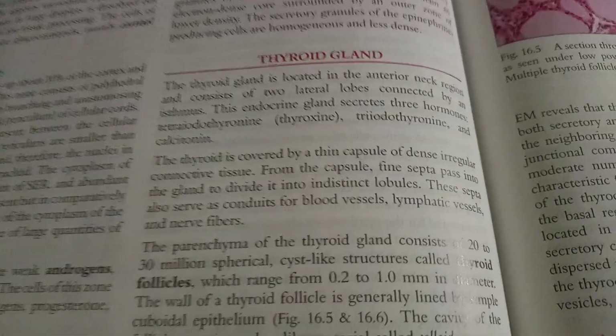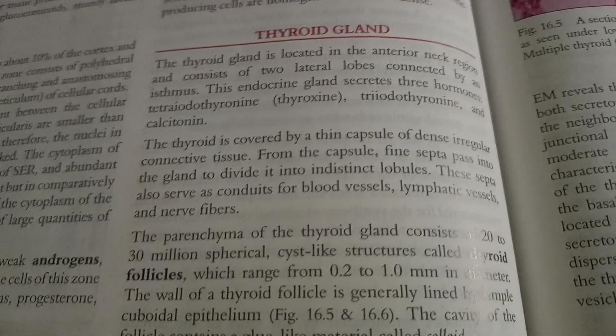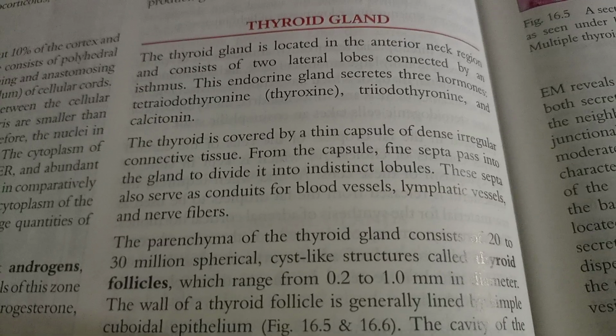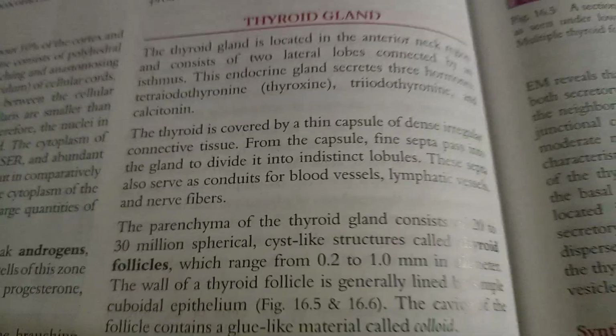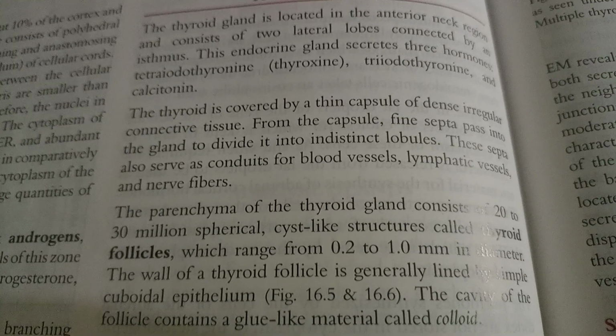The thyroid gland is located in the anterior neck region and consists of two lateral lobes connected by an isthmus. The endocrine gland secretes three hormones: triiodothyronine, tetraiodothyronine (thyroxine), and calcitonin. The thyroid is covered by a thin capsule of dense irregular connective tissue.